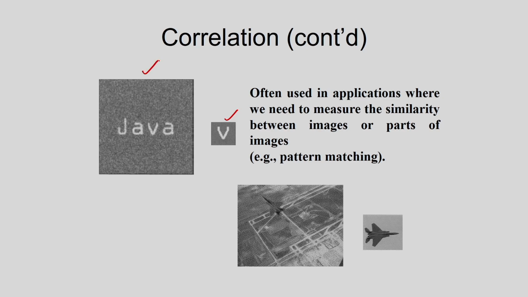So if I find a correlation between the pattern and the image, then based on the correlation I can detect whether a particular pattern is available in the image or not. In the second example also I can consider this pattern, and by using the correlation I can detect whether this pattern is available in the image or not. That is called pattern matching.